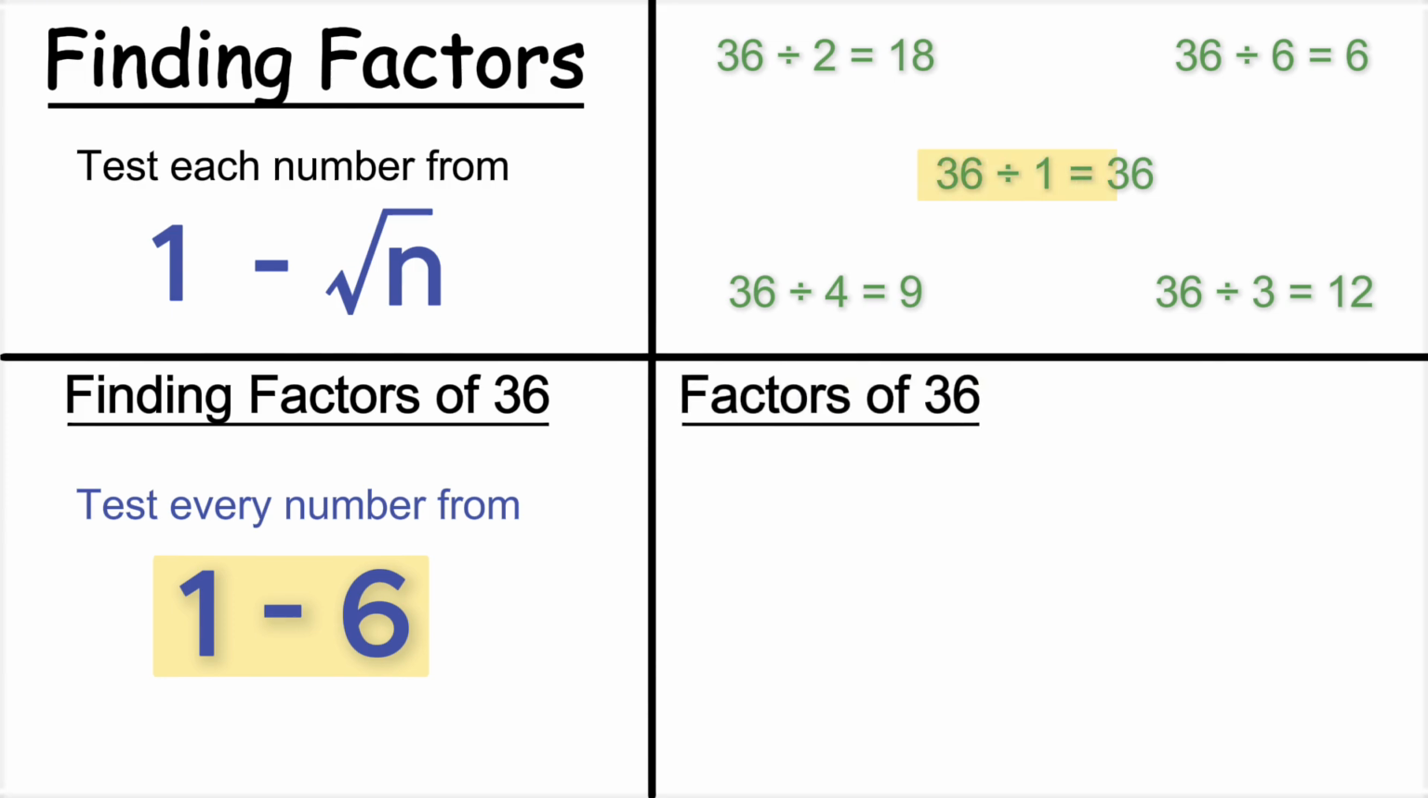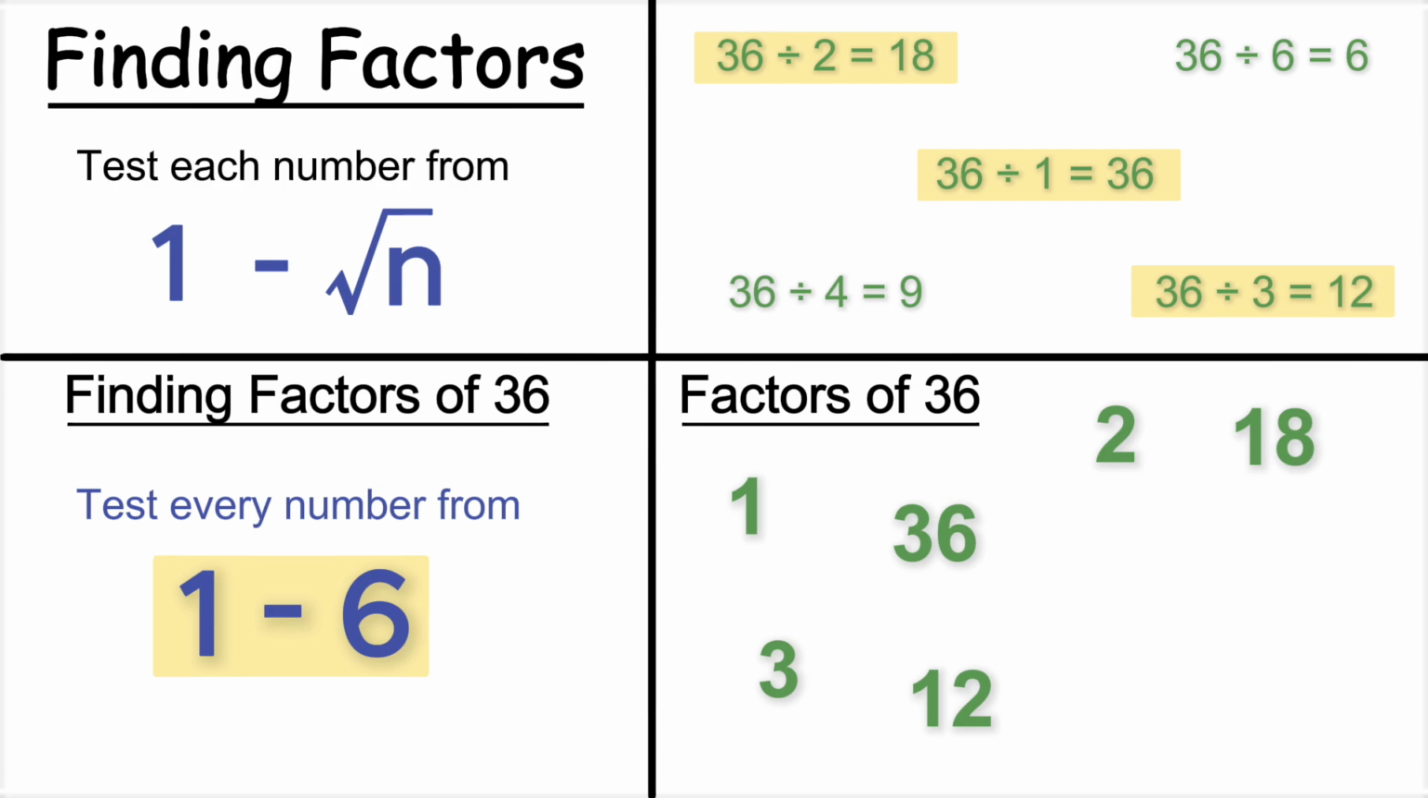36 can be divided by 1 to get 36, so the first two factors are 1 and 36. 36 can also be divided by 2 to get 18, so 2 and 18 are also factors. The number can also be divided by 3 to get 12, so 3 and 12 are factors as well. It can also be divided by 4 to get 9, so 4 and 9 are factors too. However, 36 cannot be divided by 5, so 5 is not a factor. The final factor is 6, because you can divide 36 by 6 to get an answer of 6.